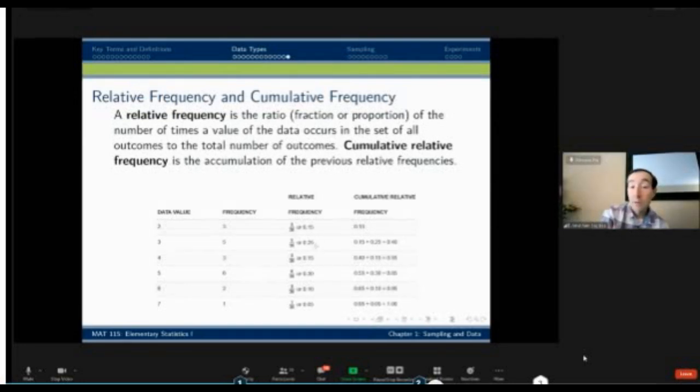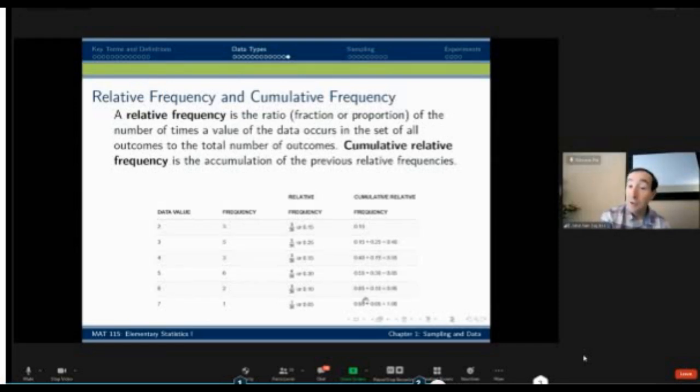The second row is the next 25%. So when I add those two things together, the 15% that I saw already and the 25% I just saw, that gives me a total of 40% here. So the cumulative relative frequency by the data value 3 is 40%. Once I add in the values from 4, that's another 15%, so I'm up to 55% at that point, and then 85%, 95%, and 100%.